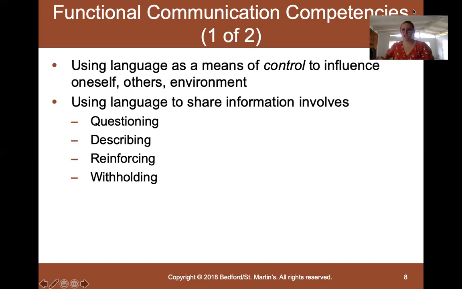So questioning, you're going to go ahead and question ideas and things to better understand someone's context or the things that someone has to say. You're going to describe your experiences, your feelings, so people can get a fully rounded idea of the thing that you're communicating. You're going to reinforce those ideas by highlighting details or saying it in multiple ways, or then you're going to withhold information that isn't absolutely necessary to the conversation that you're having, right? Like staying on topic.